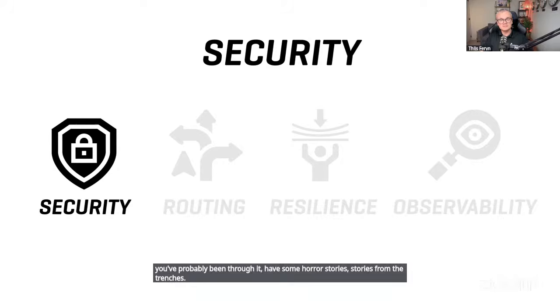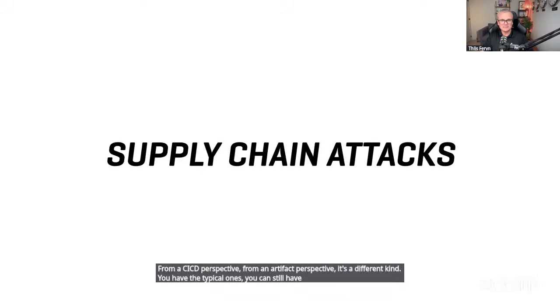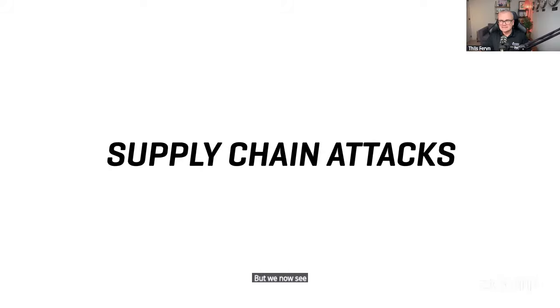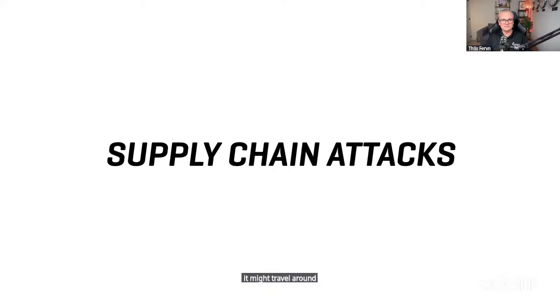From a CI/CD perspective, from an artifact perspective, it's a different kind. You have the typical ones. You can still have a DDoS attack, but we now see supply chain attacks. Now, let me go into supply chain attacks and the definition of it. What is the digital supply chain? Well, it's all the dependencies that you need. So if you can infect one package, it might travel around the world and be installed on a ton of systems if that package is popular.